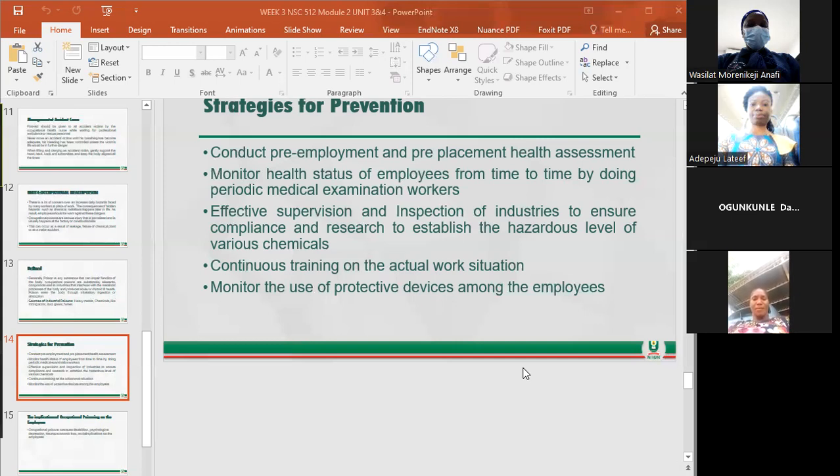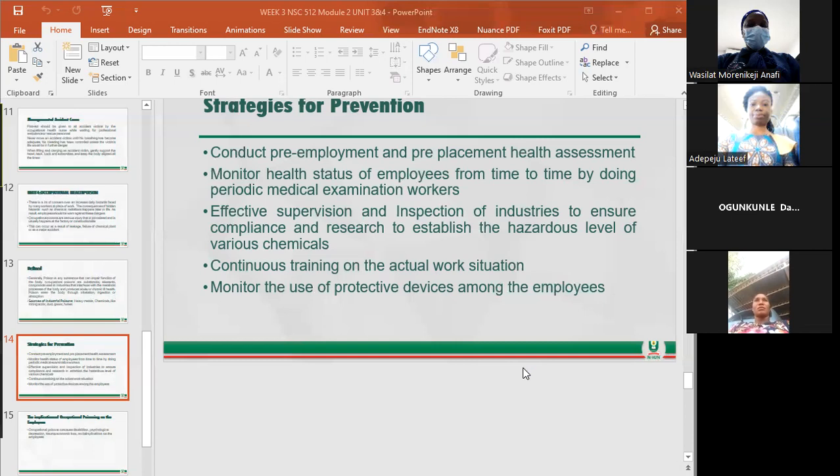Because if you are working in a unit, and that unit is probably a production unit where they are using chemicals, and the employers are not sending the employees for periodic medical checkup, they wouldn't know if that unit is predisposing that employee to problems with the health of that person.